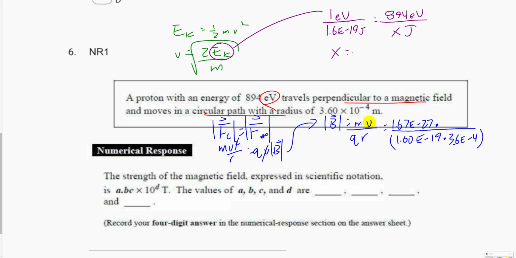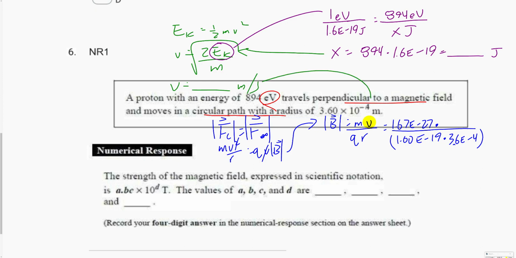Cross multiply. Let's get an answer for the energy in joules, and then let's take that number for joules and sub it in here to get an answer for speed. And now that I have speed, let's sub it in there to get an answer for magnetic field.